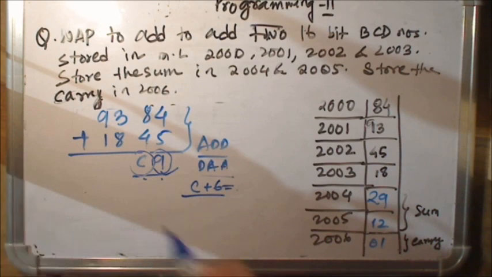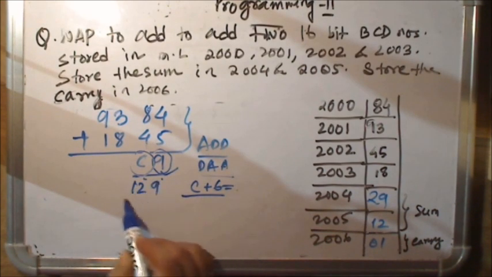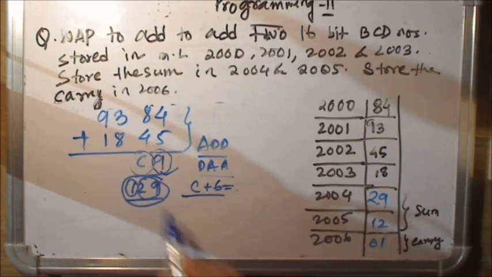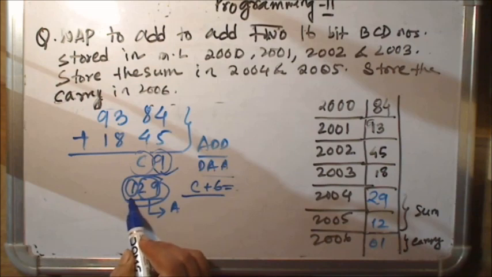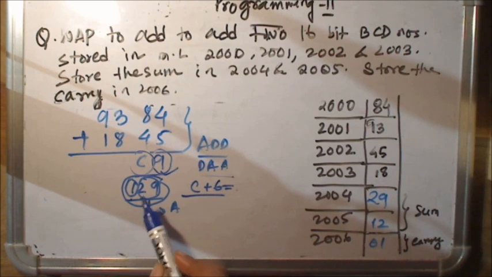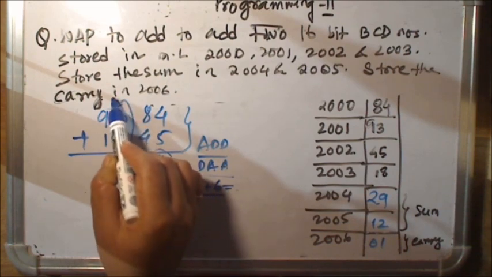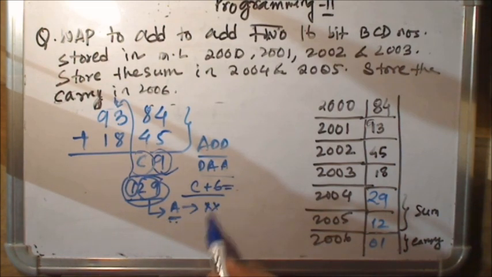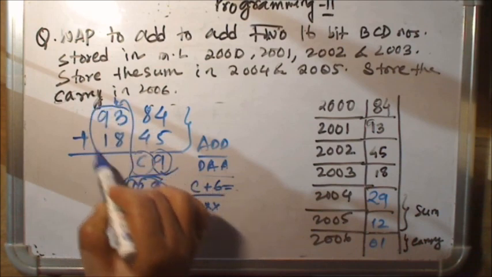So 12. Okay, so your answer of the lower byte addition will be 129, where 1 is the carry and 29 is the sum. So 29 will be stored in A and 1 will be carried over to the higher byte addition. Clear? Okay, so we will shift this answer stored in A to some other register, because during higher byte addition we will again require A. So we need our A free. Now it will go to the higher byte addition.